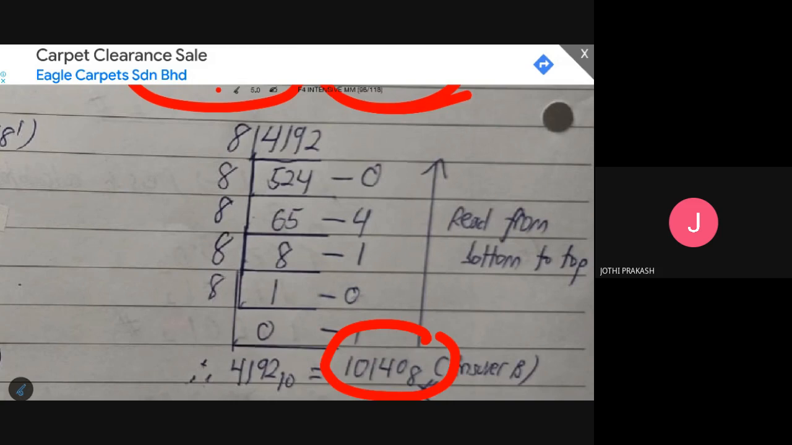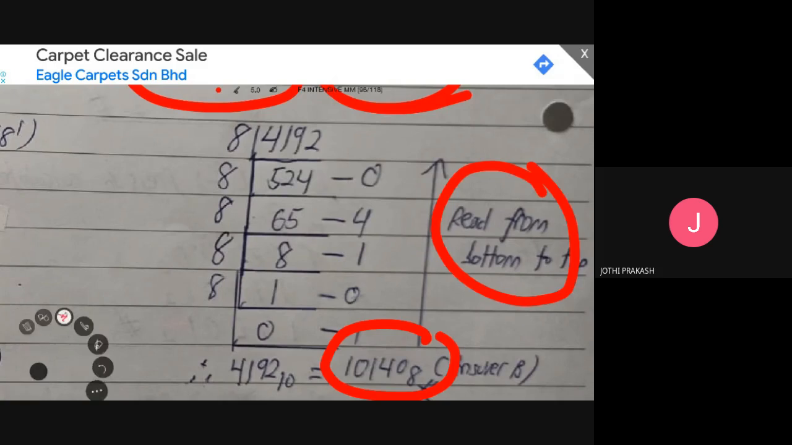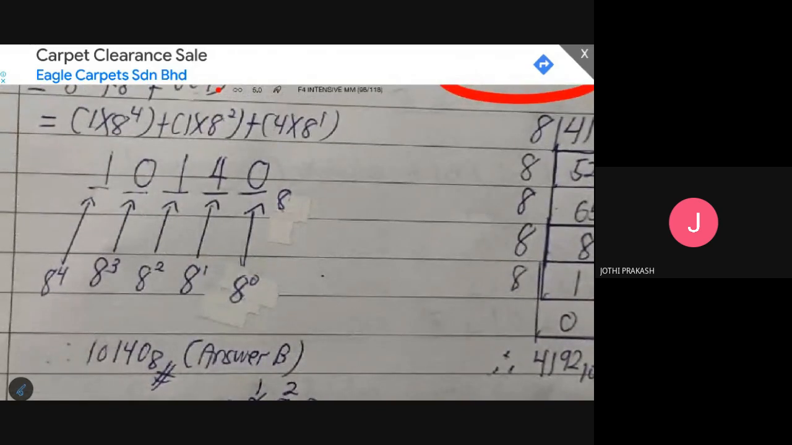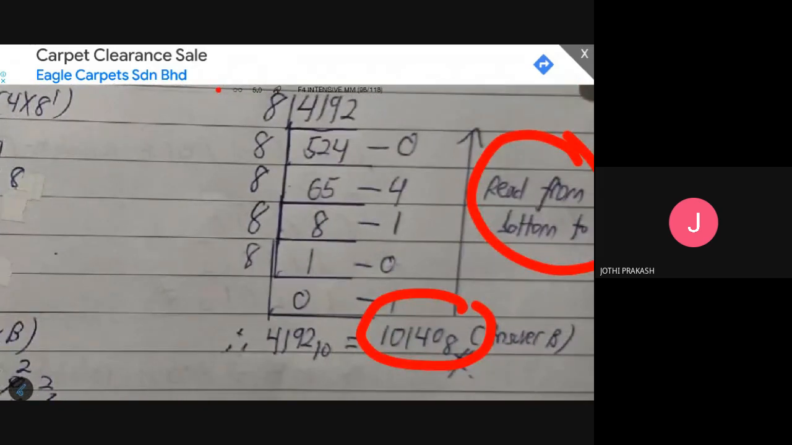Okay, it's really up to you guys actually. Kalau paper 2 pun boleh buat macam ni. Okay. So make sure bila kamu cuba baca jawapan, read from the bottom to the top guys. Kena baca digit-digit tu dari bawah ke atas. Bukan terbalik. So you will get 10140 base 8. Sama sahaja dengan yang kaedah 1. Tengok, jawapan masih sama.